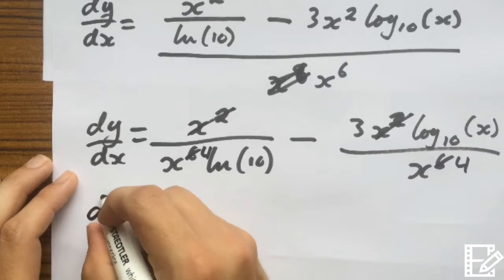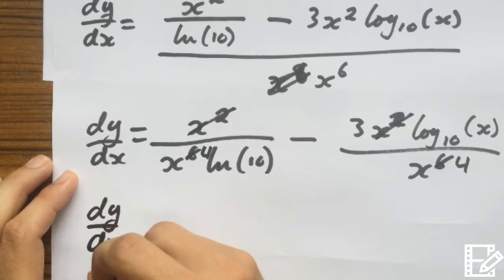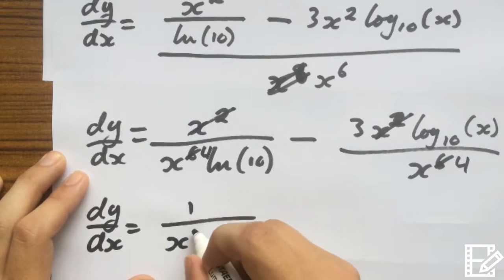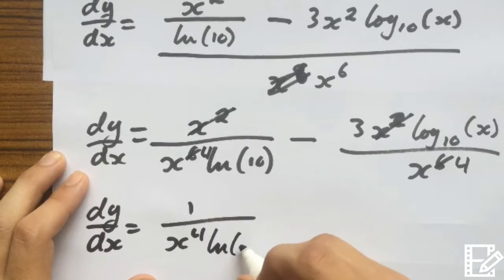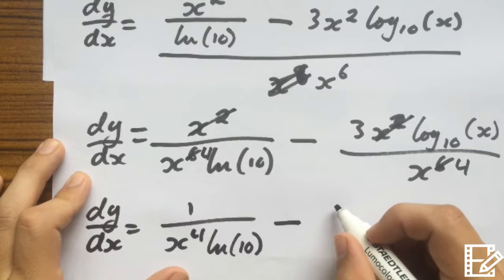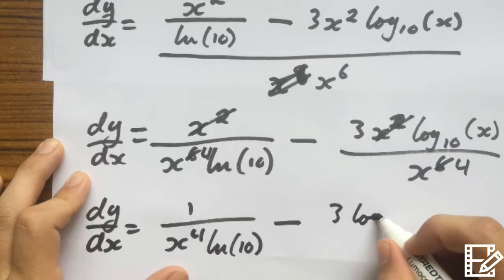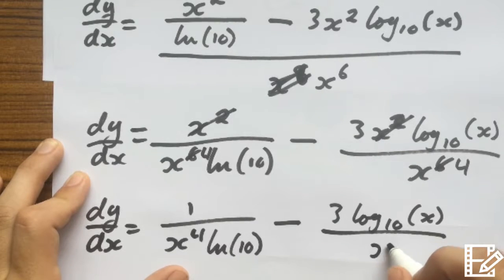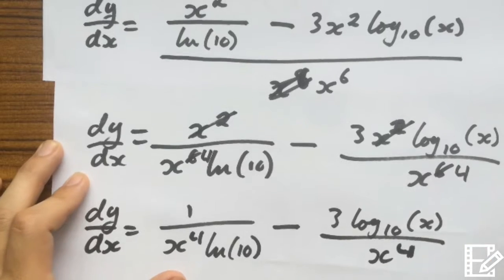And so if we rewrite it, we end up with 1 on x to the power of 4 ln 10 minus 3 log to the base of 10 x all over x to the power of 4.